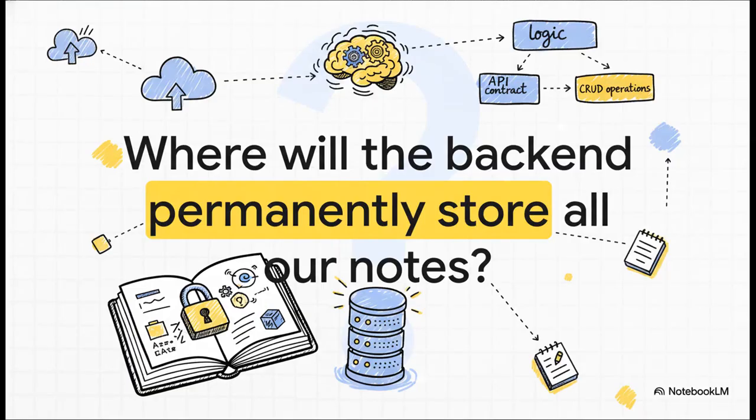So, we've pieced together this picture of our backend. It has the logic, it has the API contract, it knows how to create, read, update, and delete. But there's still a giant piece of the puzzle missing. The backend has the brains, but it still has no long-term memory. So where's it going to permanently store all of our notes so that they're still there even if the server restarts? Well, that is a question for our next explainer.